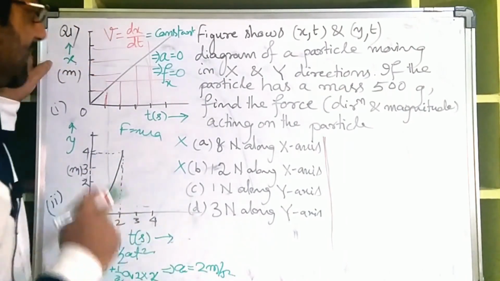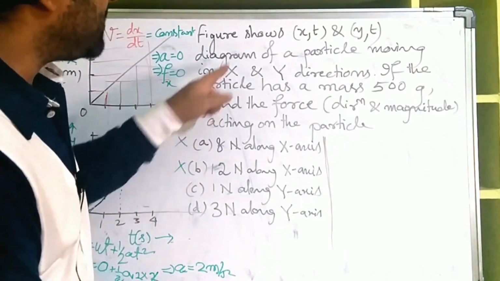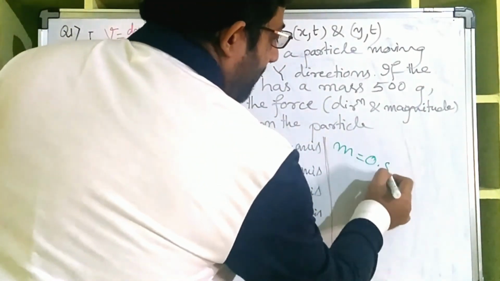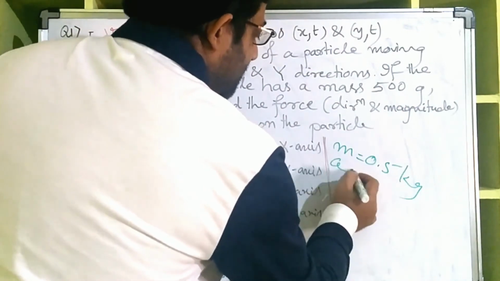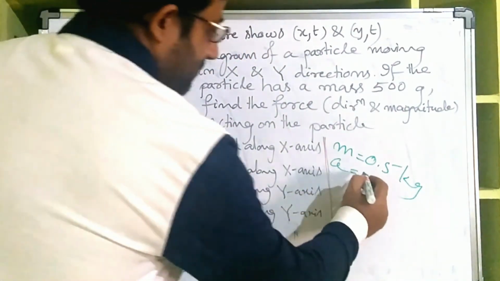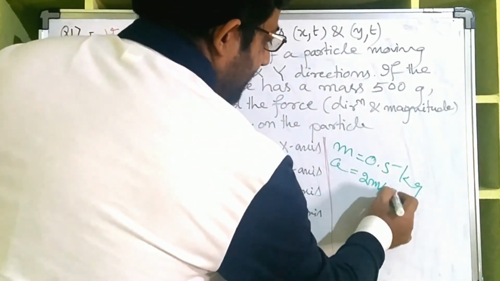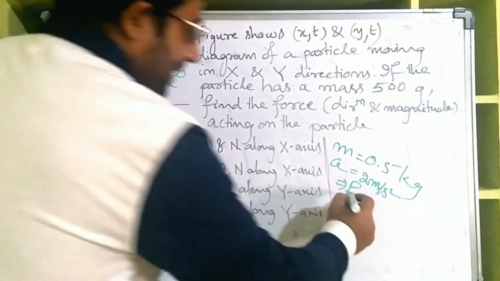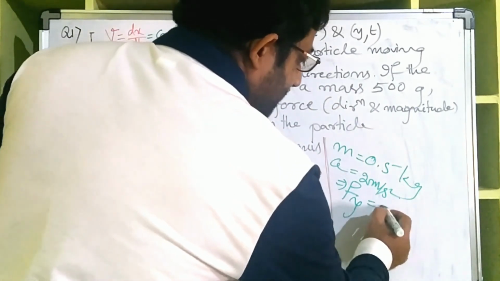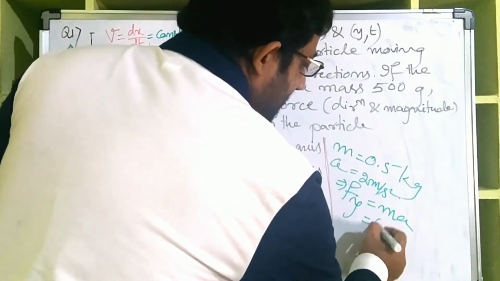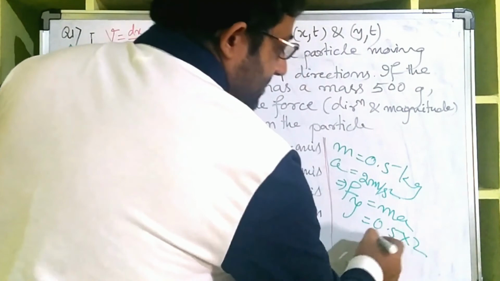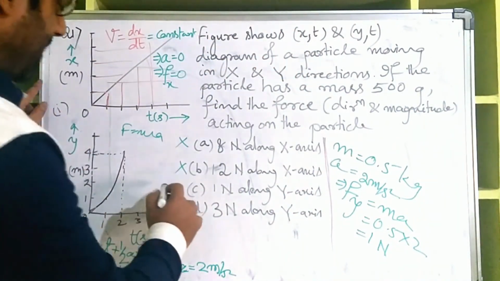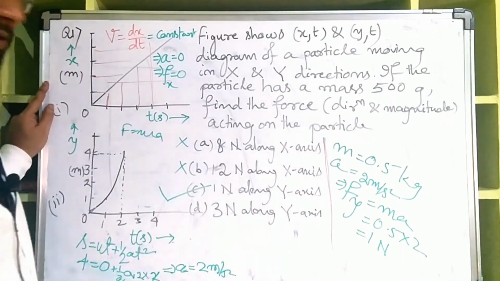We got the acceleration. Now mass is given, yes, 500 gram is given. So mass is equal to 0.5 kg and acceleration we just got is 2 meter per second square. What is the force? This is along y-axis, so force along y-axis is equal to ma, that is 0.5 multiplied by 2, so 1 Newton, but along y-axis. So 1 Newton along y-axis, this is the correct option. Clear?